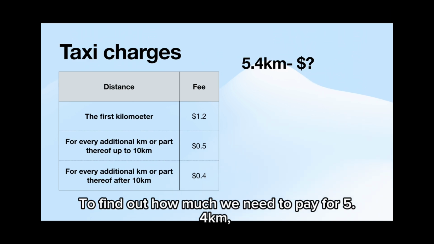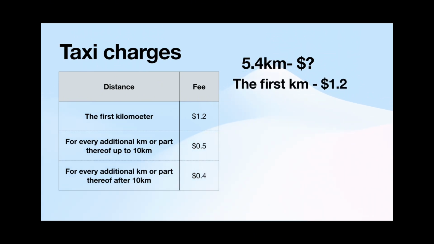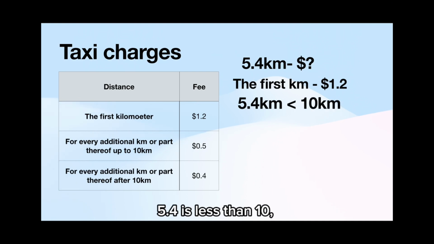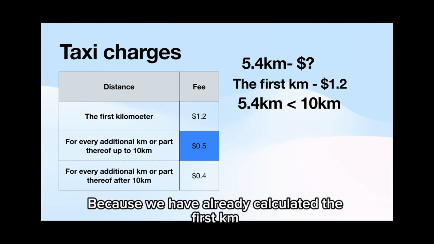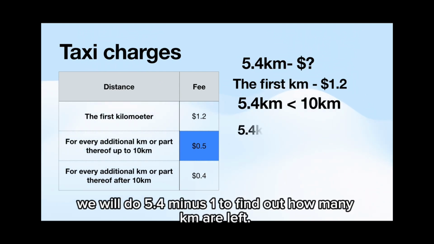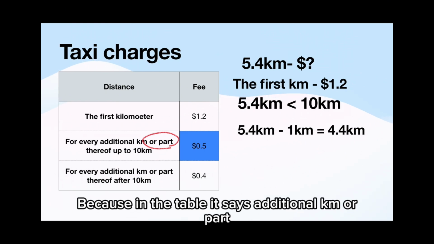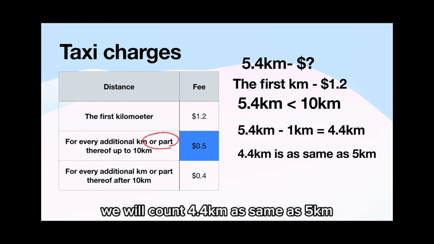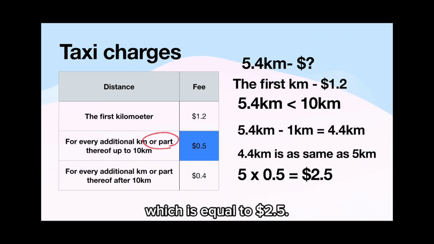To find out how much we need to pay for 5.4 kilometers, first we will separate the fee for the first km, that is $1.20. 5.4 is less than 10, so we need to use 50 cents as a fee per km. Because we have already calculated the first km, we will do 5.4 minus 1 to find out how many km are left. That is 4.4 kilometers. Because in the table it says additional km or part, we will count 4.4 kilometers as same as 5 kilometers, and we will multiply 0.5 by 5, which is equal to $2.50.